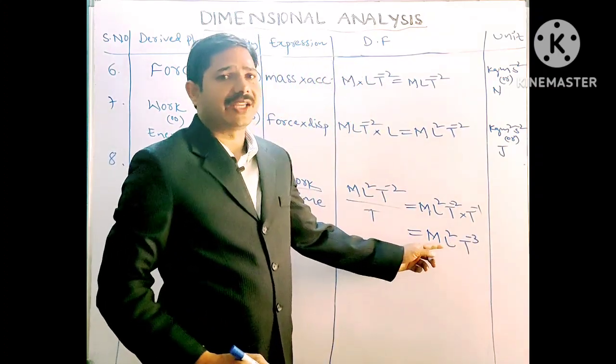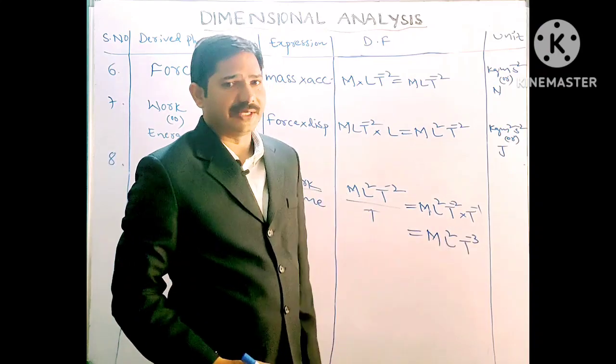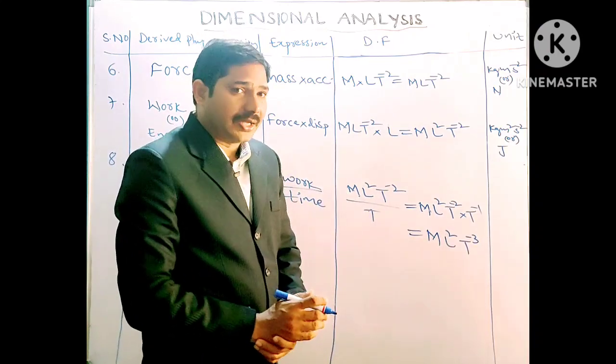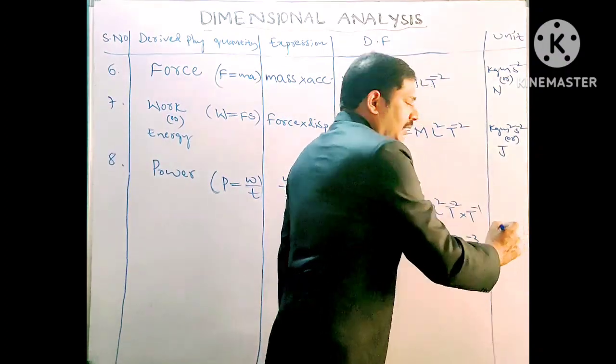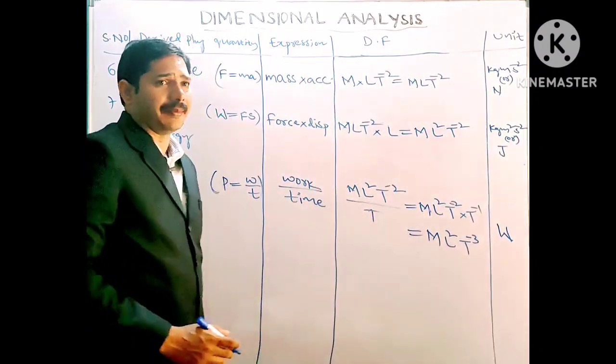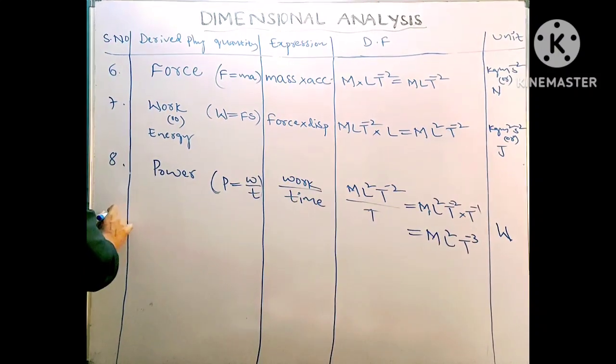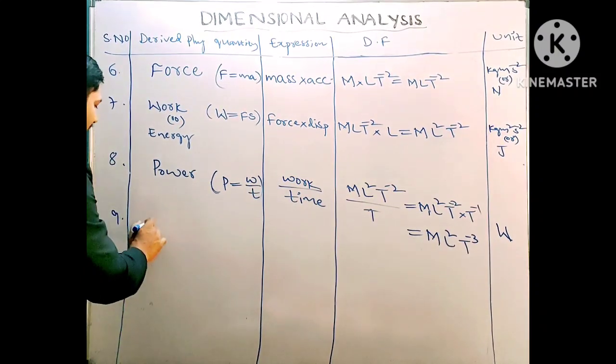According to this, the unit is what? Kg meter square second power minus 3. But according to the scientist's name, I am writing watt. Scientist name watt I am writing. So next one, ninth one, pressure.